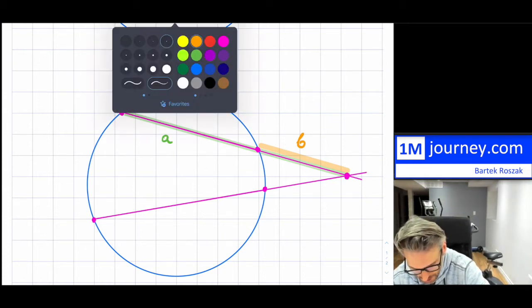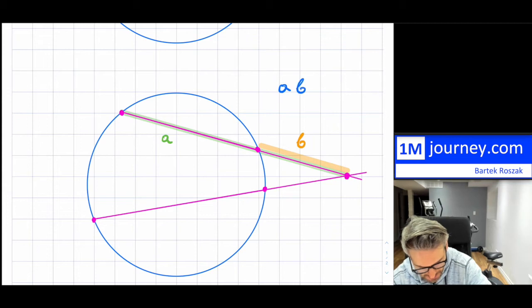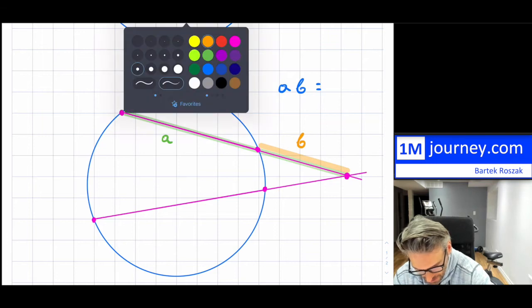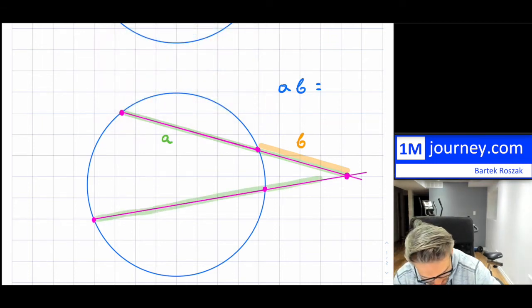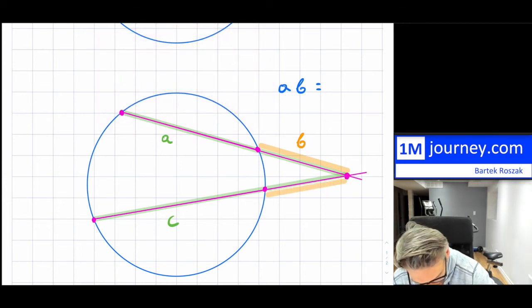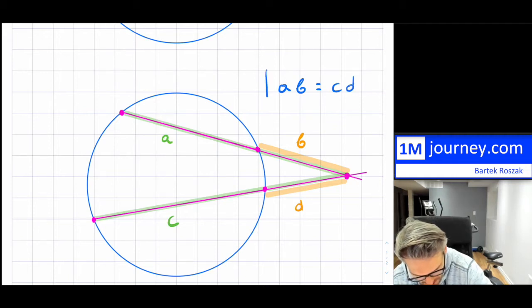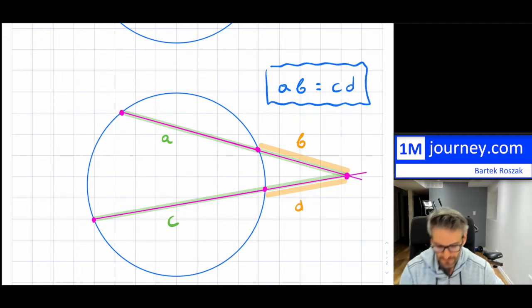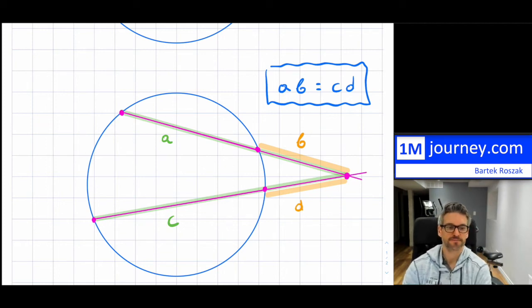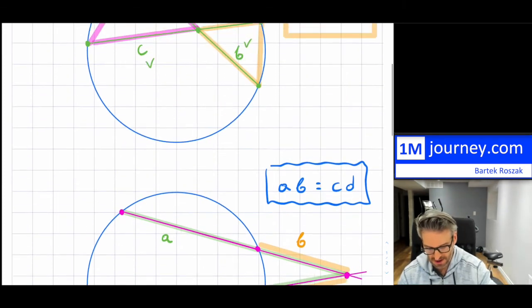And if you multiply those, so if you say A times B, it's going to be equal to the other. So let me go back here. This would have been your C, all the way to that intersecting point. That's your C. And then for your D, that is from here to here. And this would have been your D. And this still holds. And again, that's going to be from something similar to this idea.